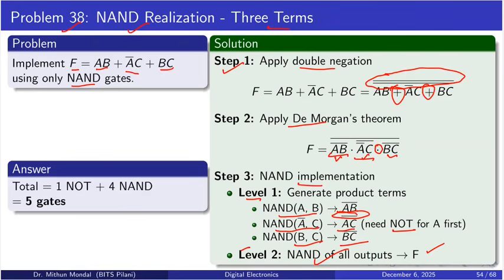So how many gates do we require? 1 NOT gate and 4 NAND gates. So a total of 5 gates is required for this particular expression to be implemented.